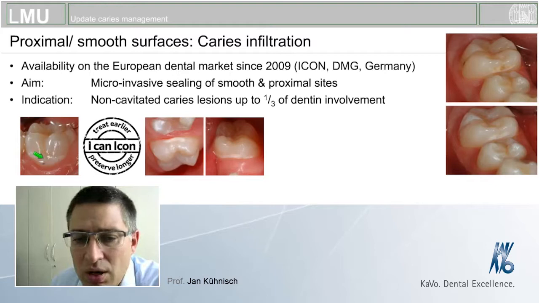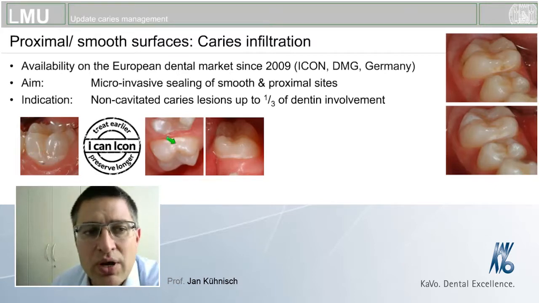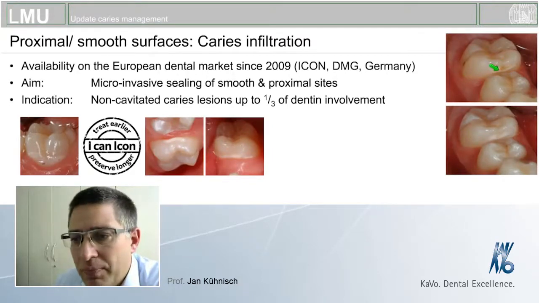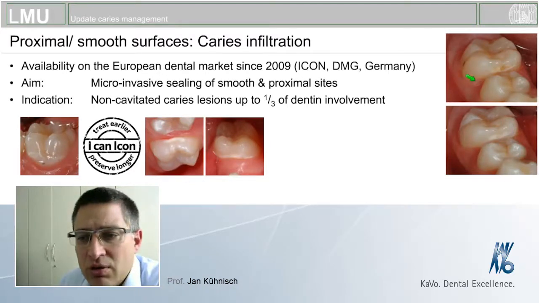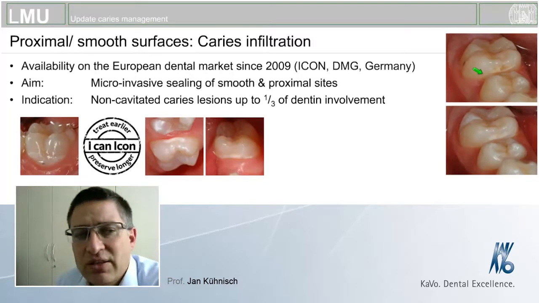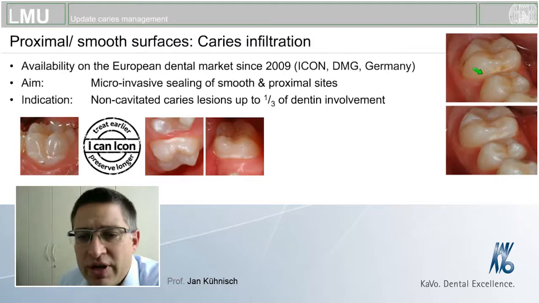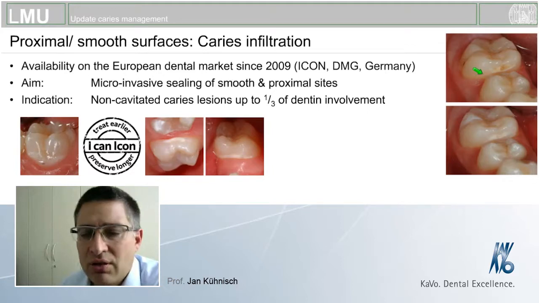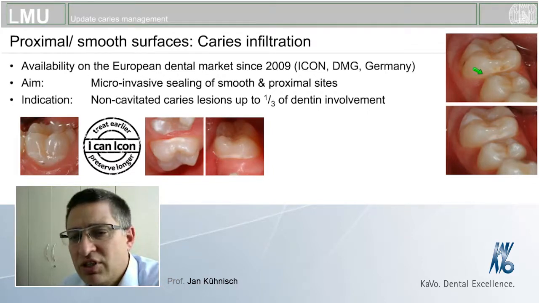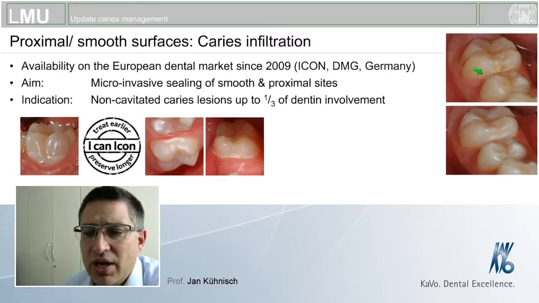It can be used on buccal sides as well, but the domain will be the proximal surface, where it's very difficult to clean these areas, especially if the premolar is present and we have a closed niche where it's not possible for the patient to brush and where dental floss is needed. And the caries infiltration could create a protective layer over the enamel surface and is able to protect these lesions. From the studies published so far, we know that we are able to safeguard 70 to 80% of all caries lesions at the current stage.